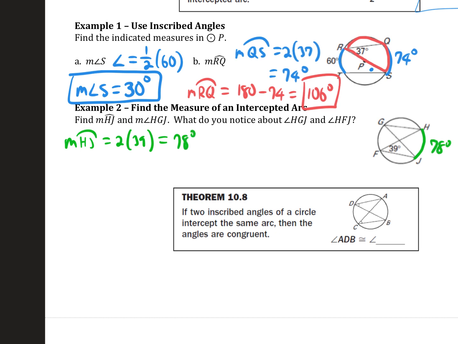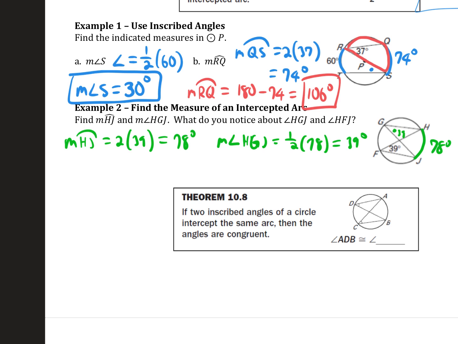Now, what do we know about measure of angle HGJ? Well, that's going to be this angle right here. Is that going to be double or half of that? Well, the measure of angle HGJ is going to equal half, 1/2 of 78, which equals what? Well, that's back to 39 degrees. That's interesting. So what do we notice about them? Well, these angles are both the same. They're both 39, right? So what can we say about that?